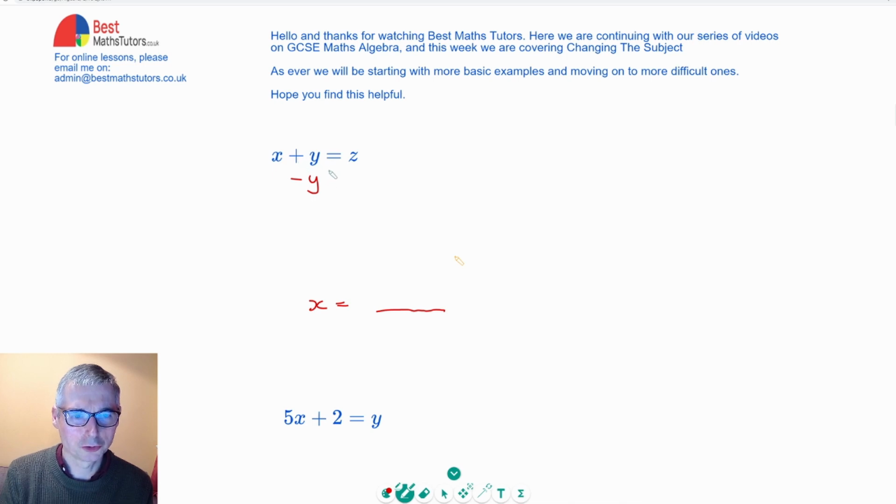And the golden rule is, if we do something to one side of the equals, we have to do the same thing to the other side. So I've taken away y from both sides there, and the y's cancel, and we're left with x on the left hand side, and that's equal to z minus y on the right hand side. And we've done it. So that's the first one done.